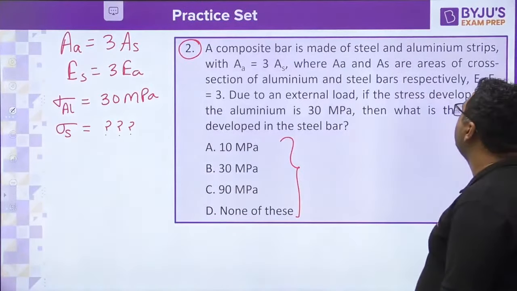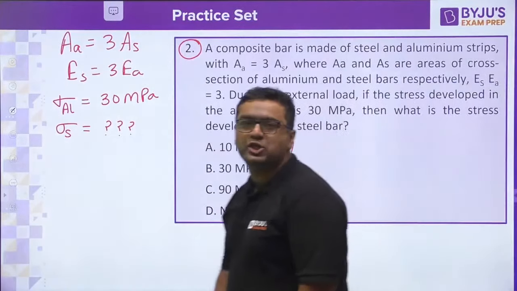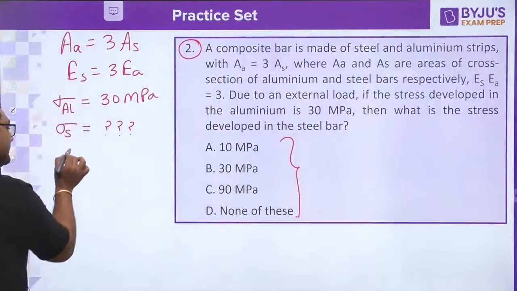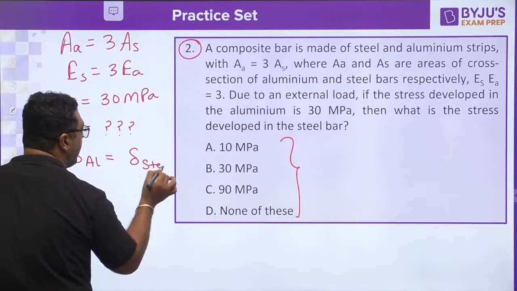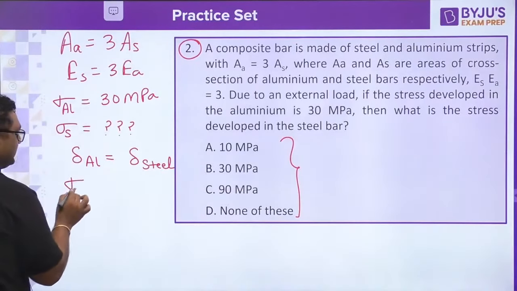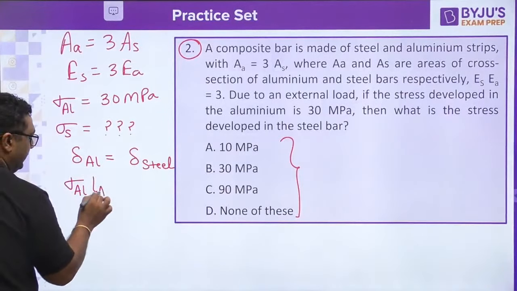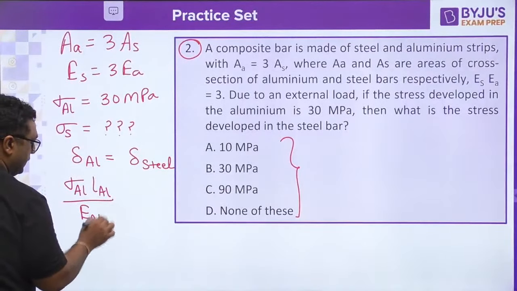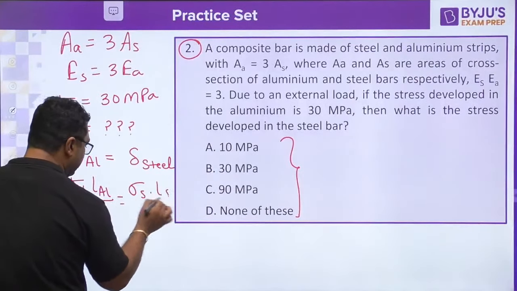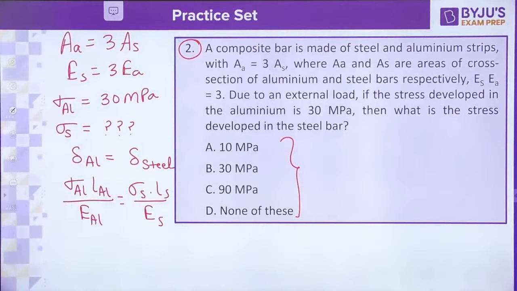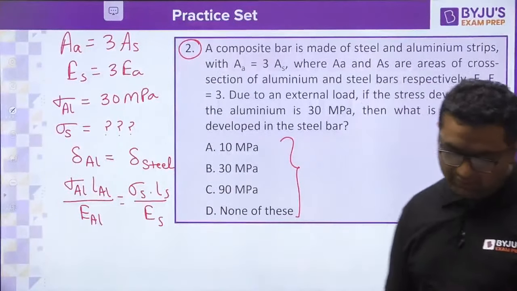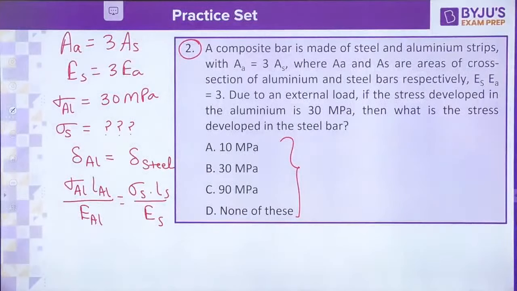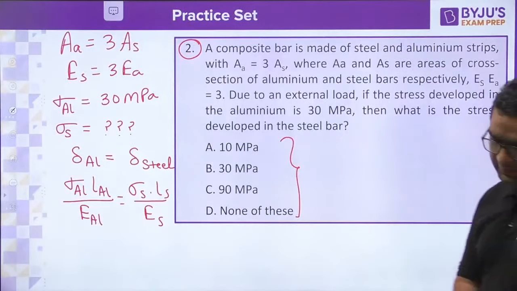Composite bar means parallel, and you know that in parallel the elongations are going to remain the same. So you will be saying the elongation in aluminium bar is equal to elongation in the steel bar. Elongation in the aluminium is going to be sigma aluminium, L aluminium over E aluminium. It is going to be sigma steel, L steel over E steel. So my dear, now you need to solve it and get the answer. Yes guys, please tell me what is the answer. You need to find out sigma steel. What is the answer?